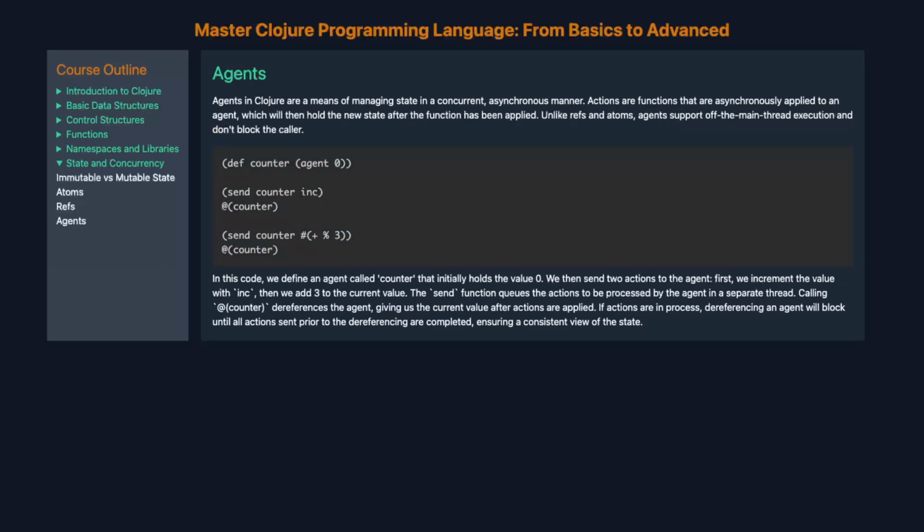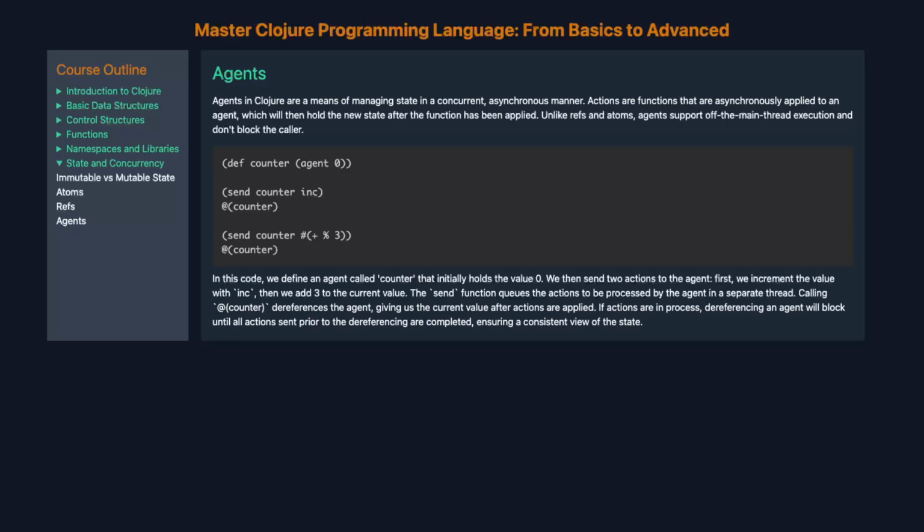Agents. Agents in Clojure are a means of managing state in a concurrent, asynchronous manner. Actions are functions that are asynchronously applied to an agent, which will then hold the new state after the function has been applied. Unlike refs and atoms, agents support off-the-main-thread execution and don't block the caller.